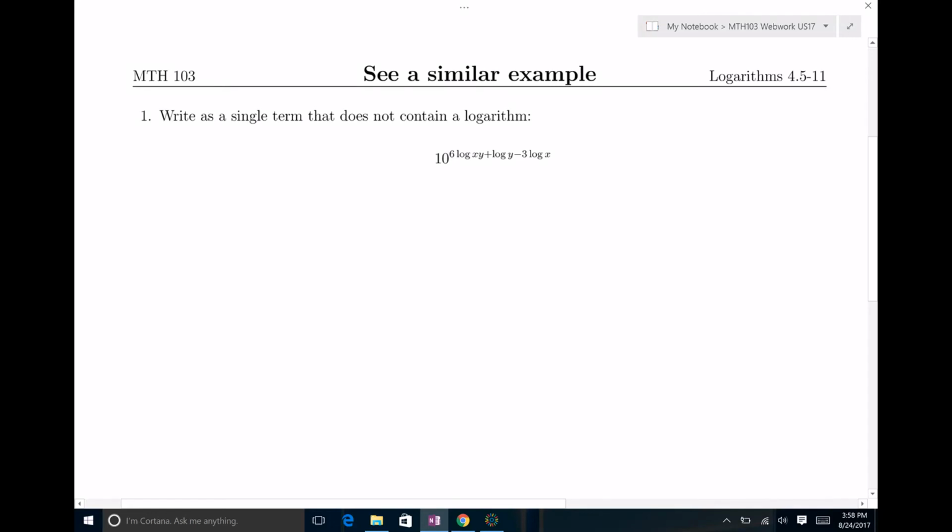We're trying to write this entire term as a single term that does not contain a logarithm, so we might want to start with this complicated term that's in the exponent. So I'm going to write that separately and try to condense it as much as possible. So I have 6 times log xy plus log of y minus 3 times log of x.